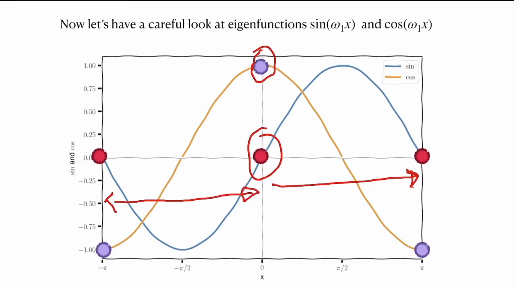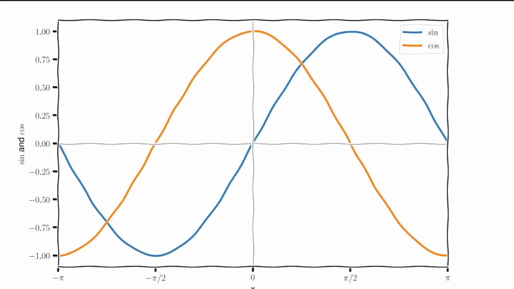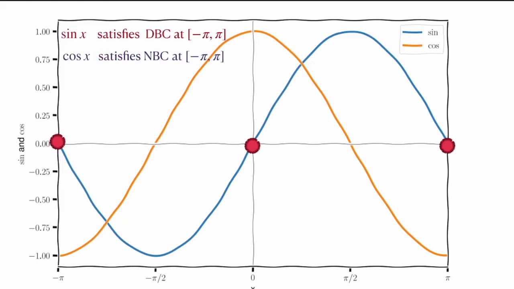So these are the intervals in which we can apply these two boundary conditions and use sine and cos as orthogonal functions to express any function. So we see that sin x satisfies the Dirichlet boundary condition at the boundary minus pi and pi. On the other hand, cos satisfies the Neumann boundary condition at minus pi and plus pi.